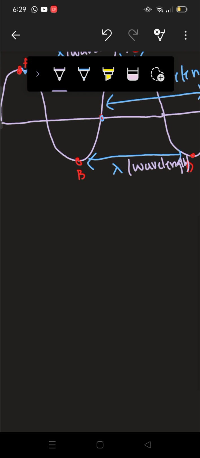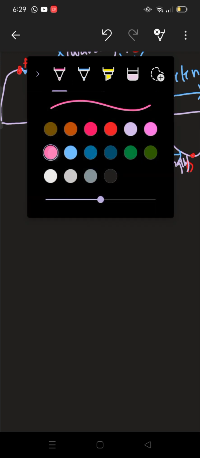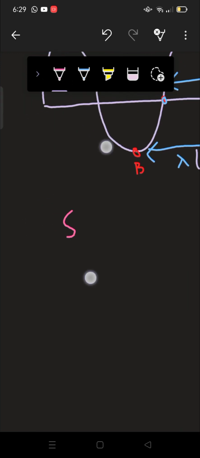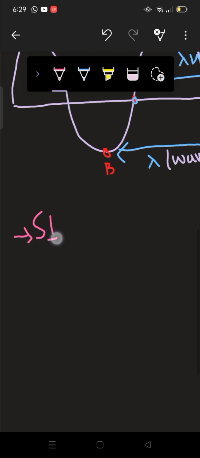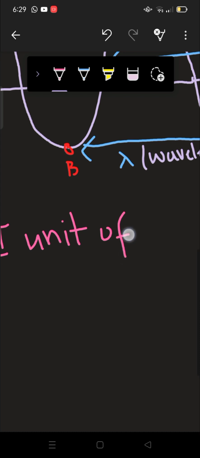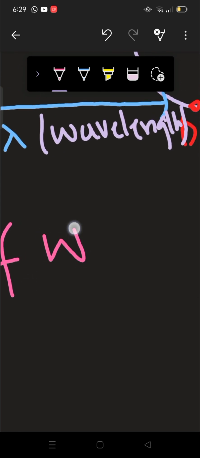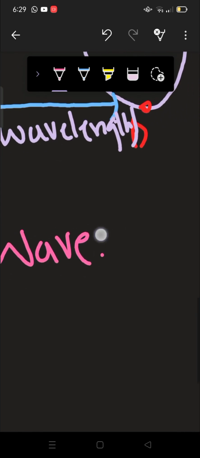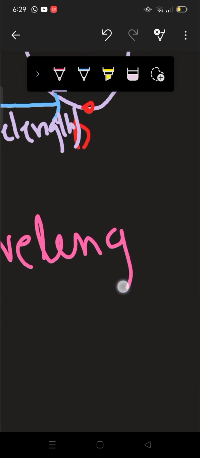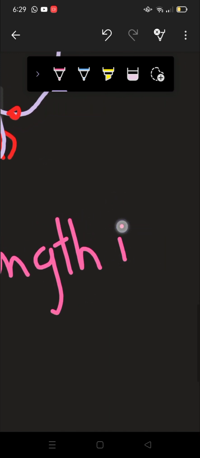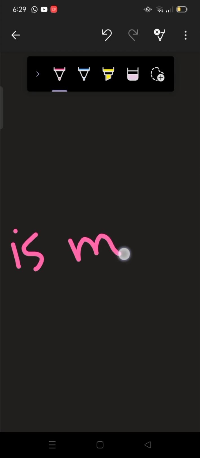So what is the SI unit of wavelength? It is meter. Let me write this here. SI unit of wavelength is meter.